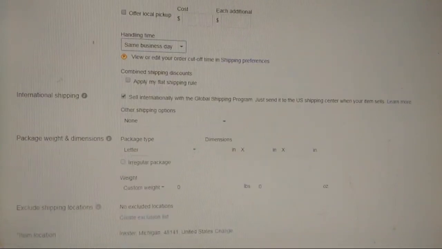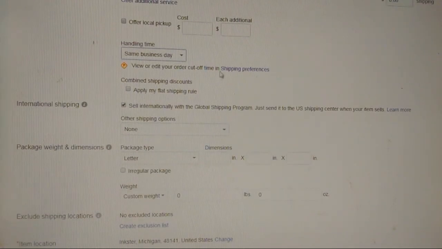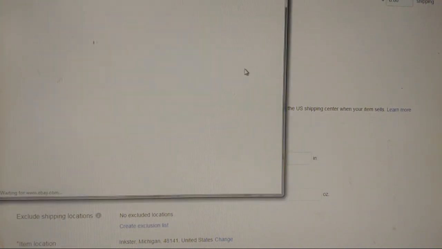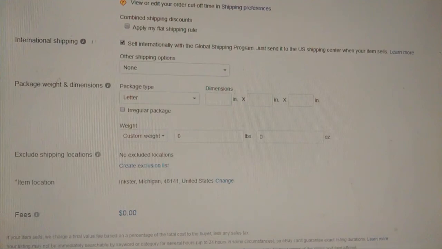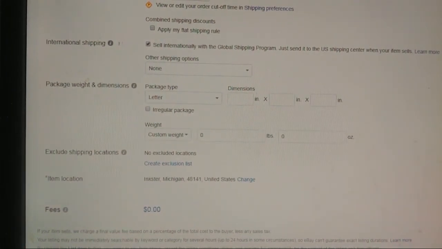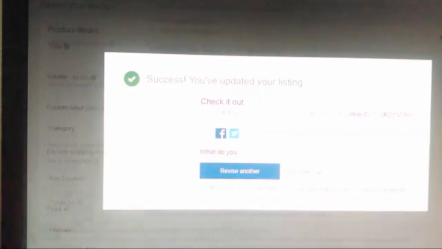Make sure, though, if you go to your same business day handling, you edit your cutoff times. There's a place in your shipping preferences where you put your cutoff times. My cutoff time most of the time during the week is 3:30. So as long as a person orders by 3:30, that item will go out the same day. And so that proves to be pretty attractive to buyers when they know that they can get the item faster. And then you just hit update listing. So it will change that and take it within a few minutes.